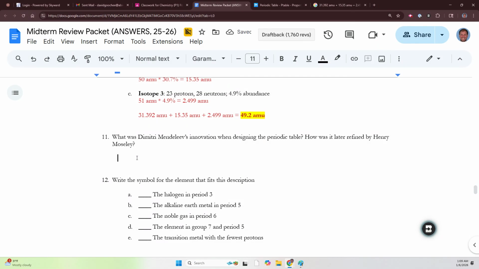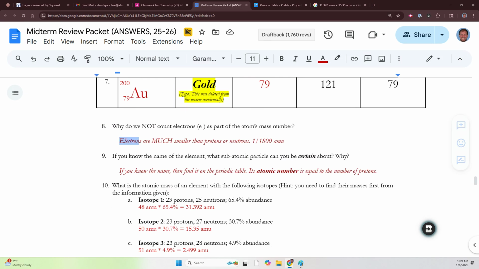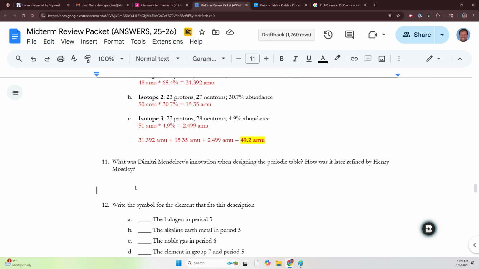Next up, number 11 was Dmitry Mendeleev's. What was Dmitry Mendeleev's innovation when designing the periodic table? Simple, folks. Simple. All right. Dmitry Mendeleev left gaps for elements that had not yet been discovered. And when he left those gaps, the periodic table aligned into a pattern that holds true to this day.